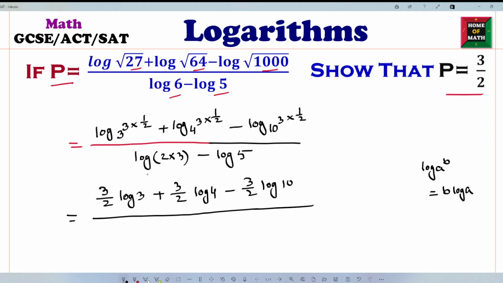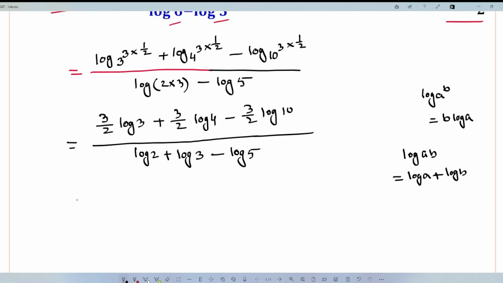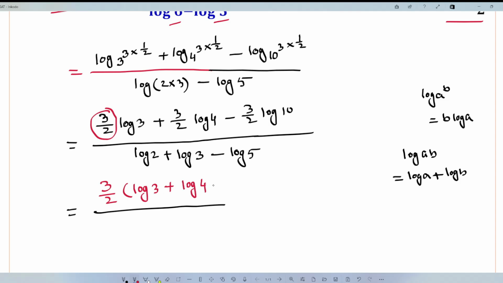Now we also know log AB means log A plus log B. Okay, this one we know. So this one we can write log 2 plus log 3 minus log 5. Now look, here is a common thing, 3 by 2. So we can take common 3 by 2. So here is log 3 plus log 4 minus log 10. In the denominator, log 2 plus log 3 minus log 5.